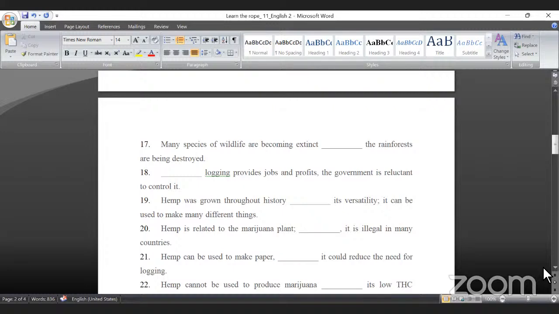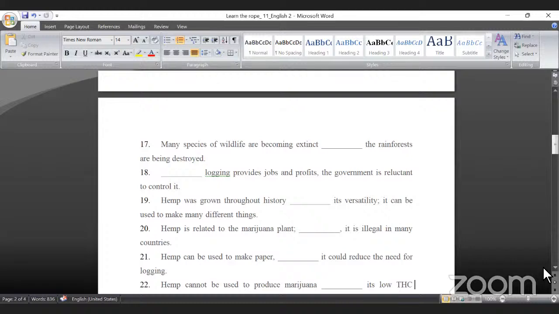Now next is 21. Hemp can be used to make paper, dash, it could reduce the need for logging. So, or something, this is to give reason, right? Because. Hemp can be used to make paper because it could reduce the need for logging. Since? Since it could reduce the need for logging, yes, that can go.